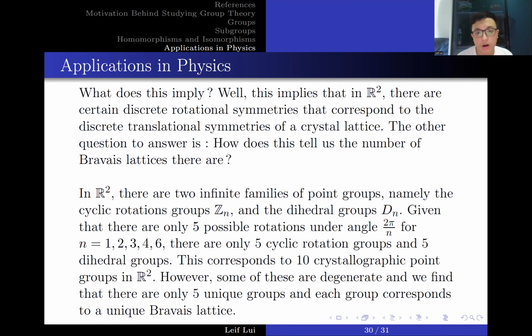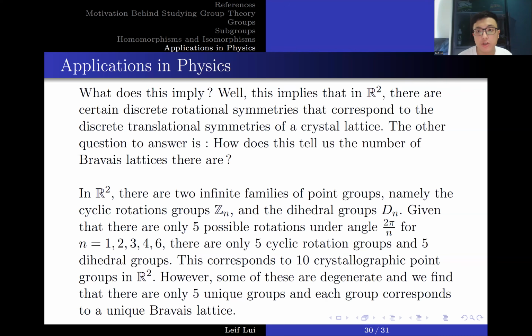In R2, there are 2 infinite families of point groups, namely the cyclic groups Zn and the dihedral groups Dn. Given that there are only 5 possible rotations under angle 2 pi over n for n equals 1, 2, 3, 4, and 6, there are only 5 cyclic rotation groups and 5 dihedral groups. This corresponds to 10 crystallographic point groups in R2.